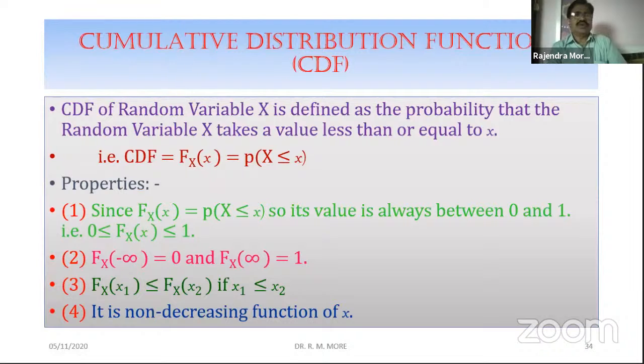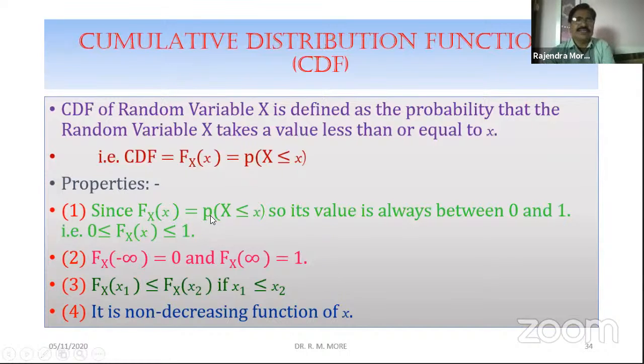Then CDF, the cumulative distribution function. The CDF of a random variable is defined as the probability that the random variable X takes values less than or equal to x. So all these are added there. CDF F(x) is equal to the probability that X is less than or equal to x. That is, all are added there.